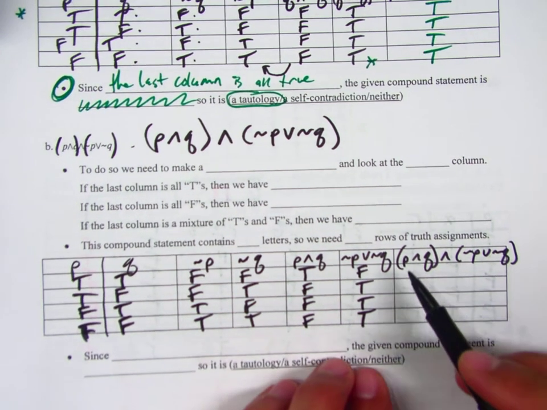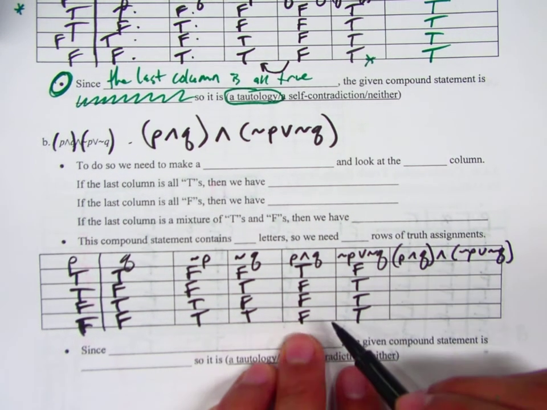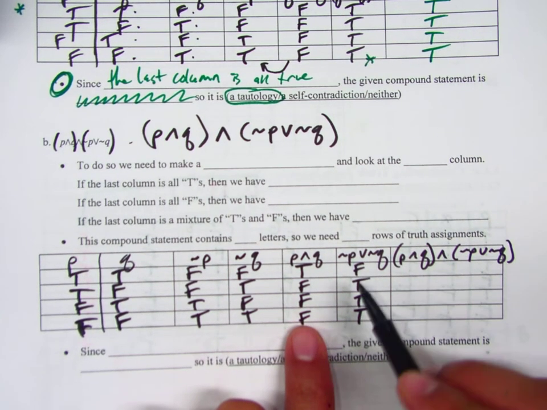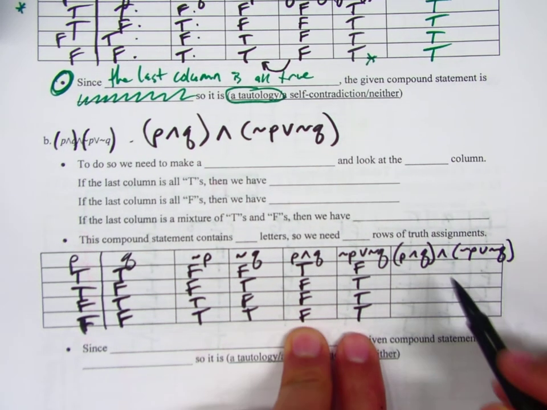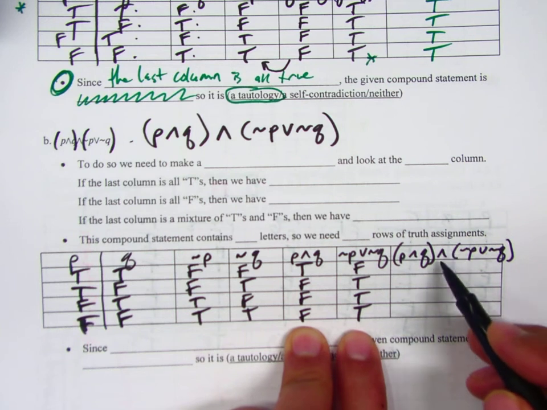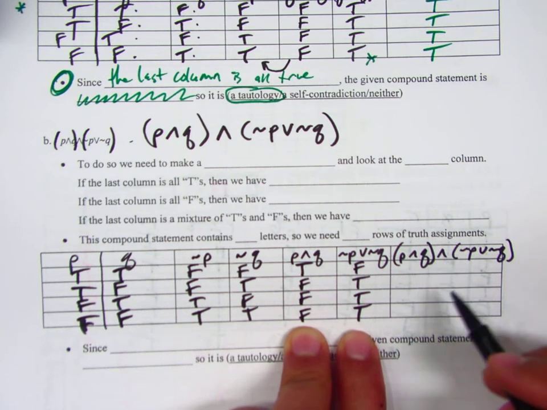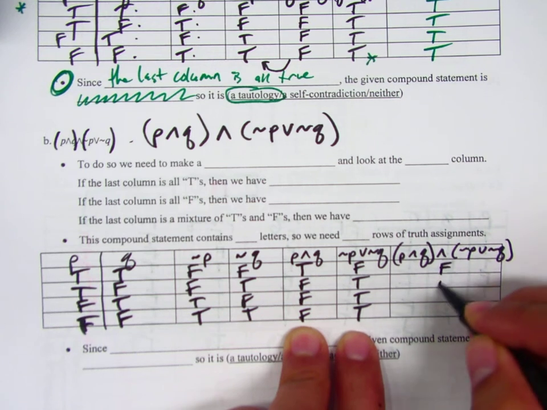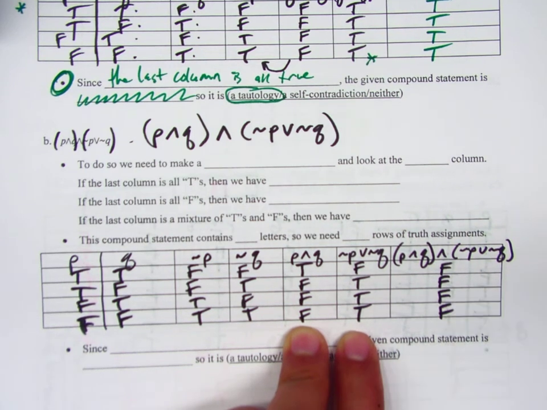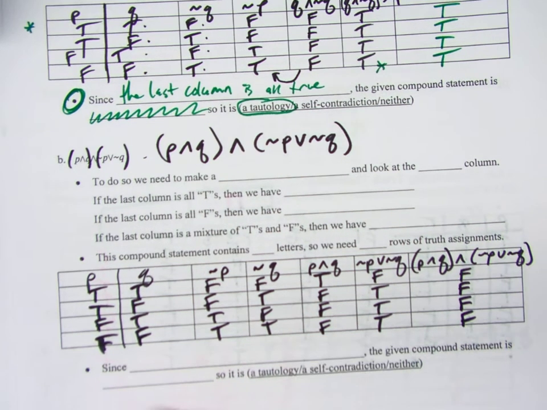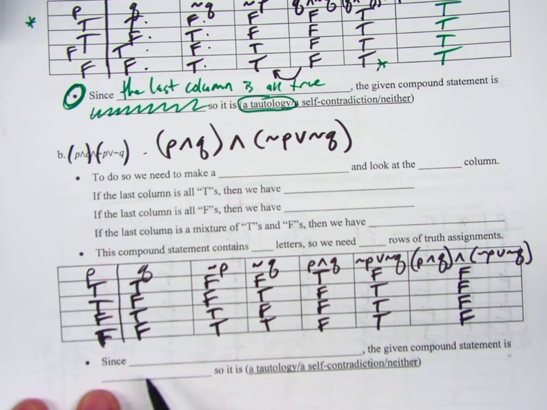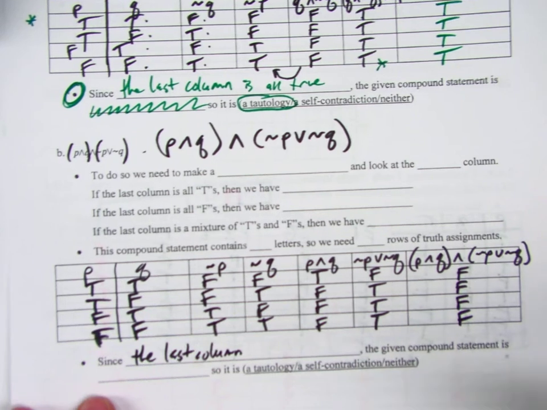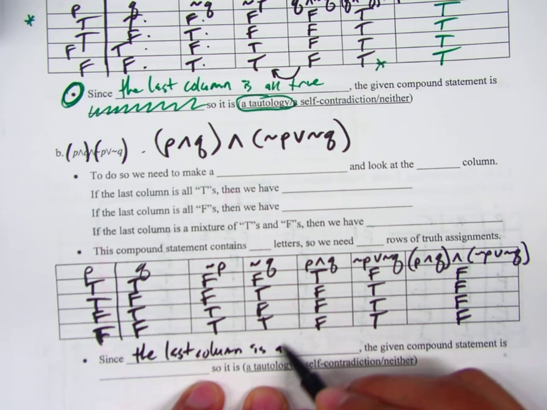And now we can combine P and Q, which is this column right here, and the next column right here. And that's being combined with an and statement. And again, an and statement is true only if both are true. So this is false all the way through. So we all get that? Okay, so we'll say since the last column is all false.